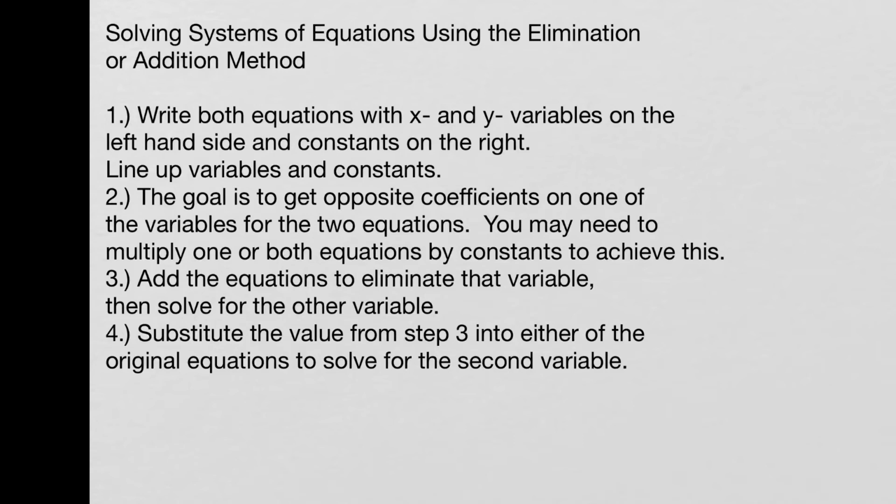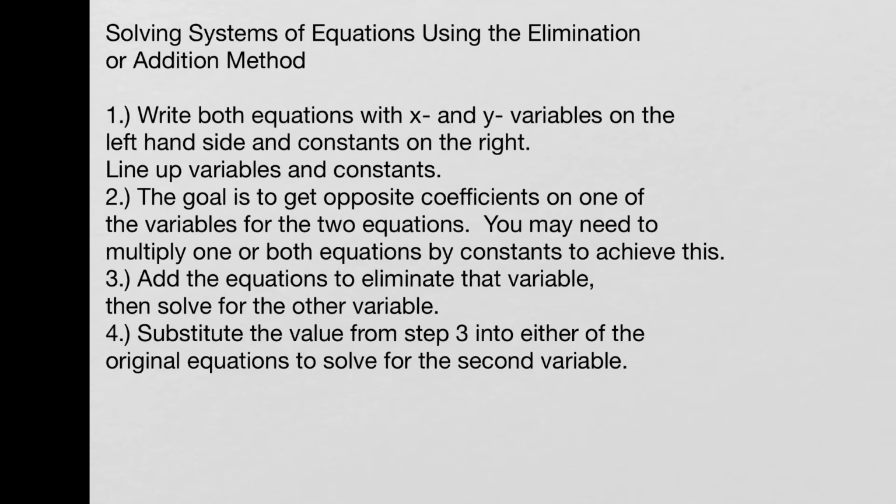So the first step says write both equations with the x and y variables on the left-hand side and the constants on the right-hand side. And then we're going to line up the x and y variables and then line up the constants. Now the goal here is to get opposite coefficients on one of the variables, either x or y, such that when you add them, you get 0, right? That's where the elimination comes in. So the goal is to get opposite coefficients on one of the variables for the two equations.